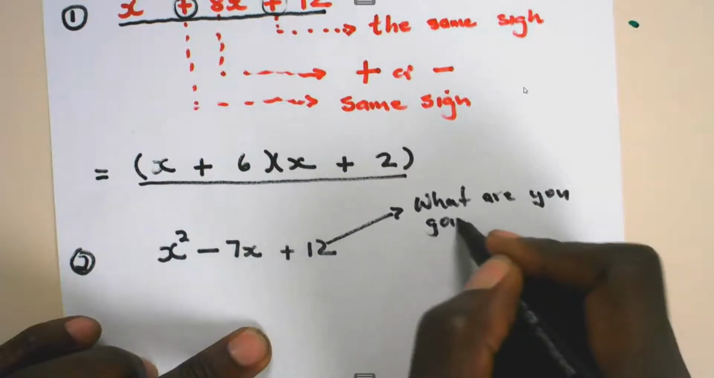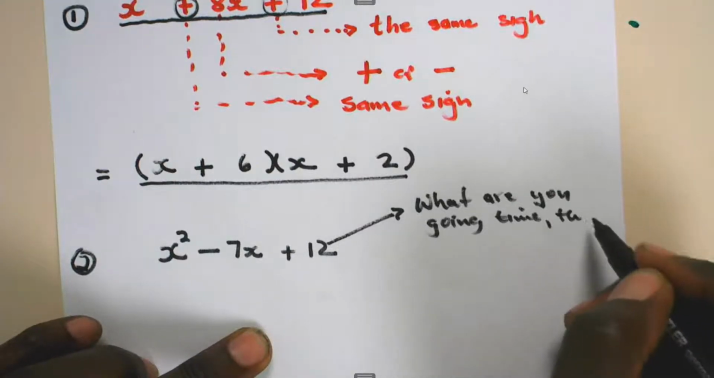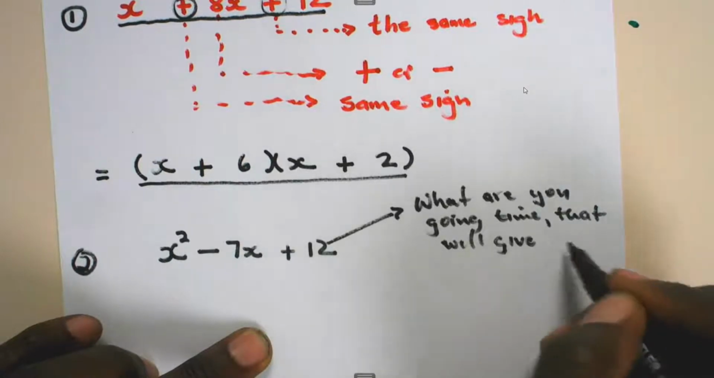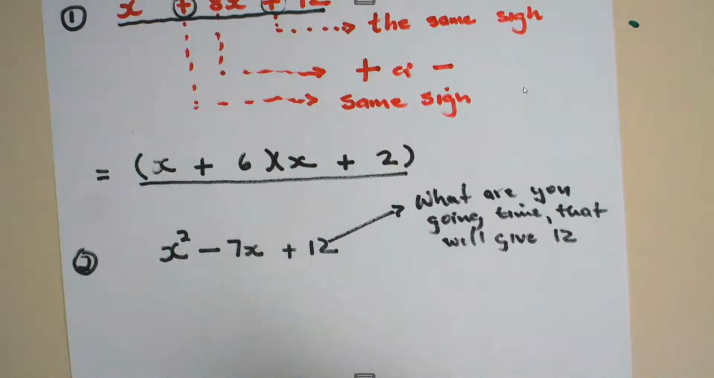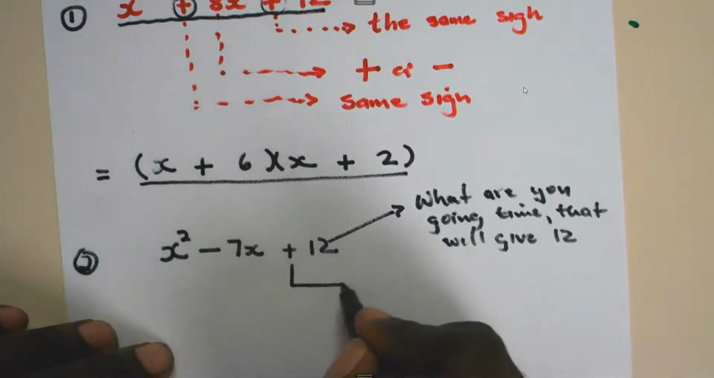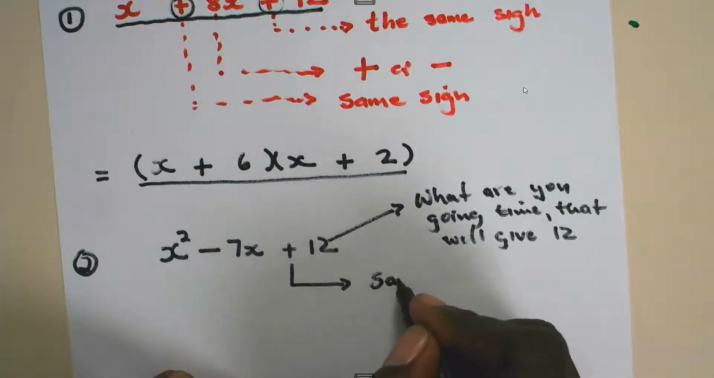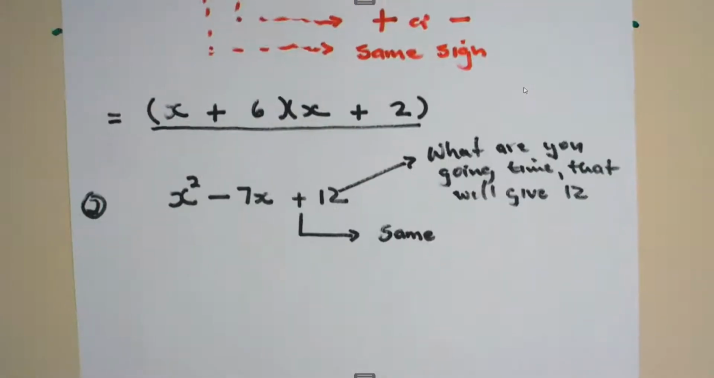Which are those two numbers that will times themselves, and the product will be 12? You're asking yourself that. Now, this sign, as indicated, means those factors have the same sign. The sign is the same. They have the same sign.